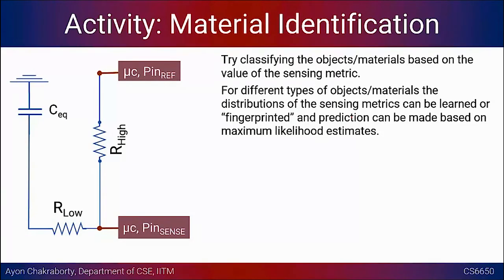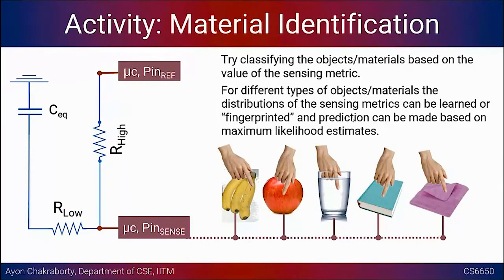If you have a finite dictionary of the objects that you are considering, you can have a fingerprint of them already built up. Whenever that particular object is touched or brought in the vicinity of the system, you can say, oh, this is the particular object. To give you an example, I have this figure. Whether it's water, a cloth, a book, an apple or a banana, all of them will have very distinctively different fingerprints.